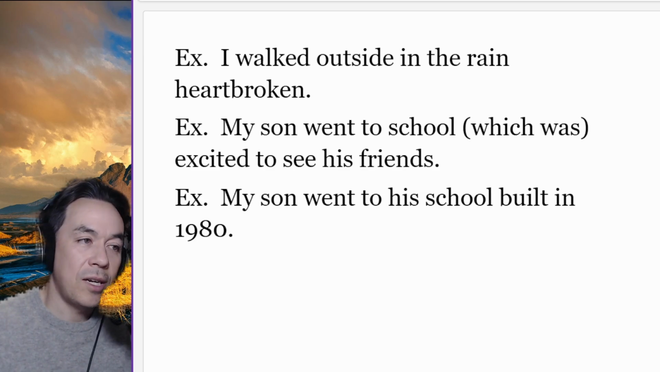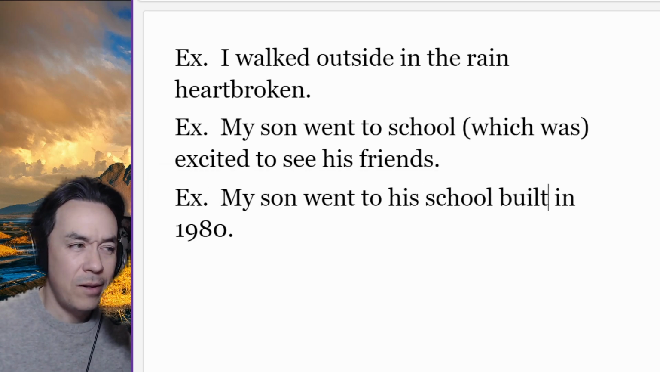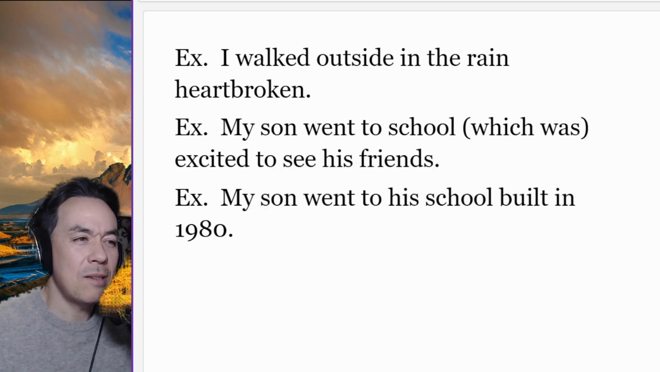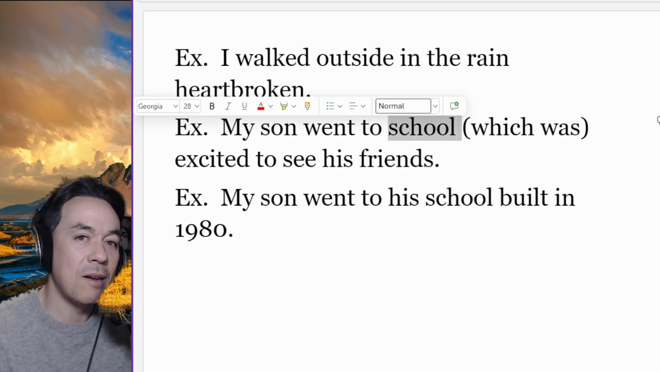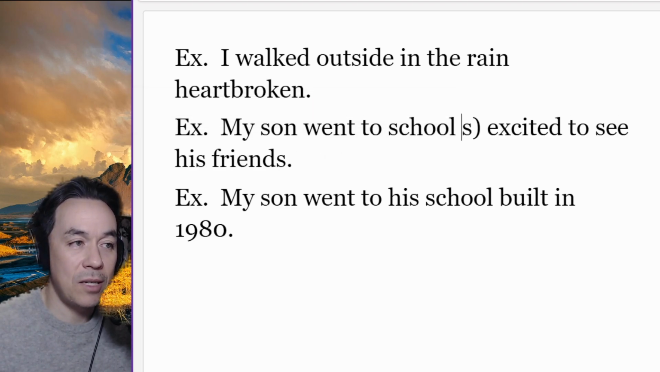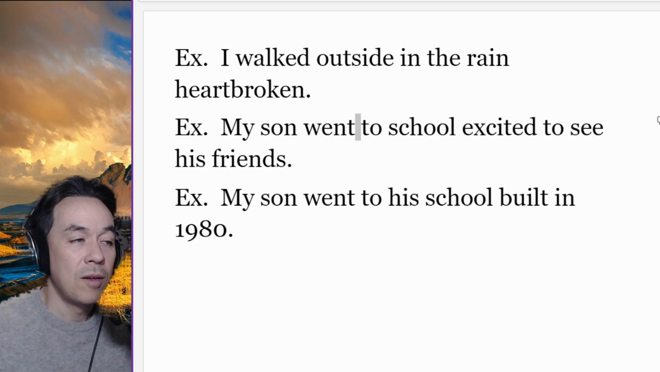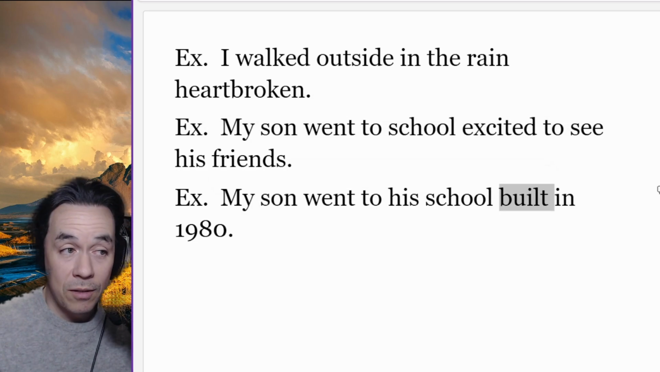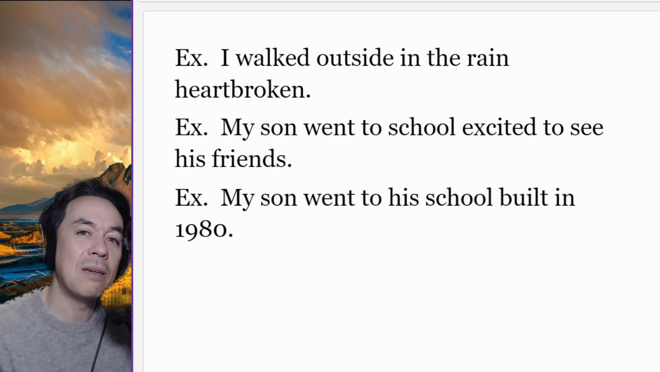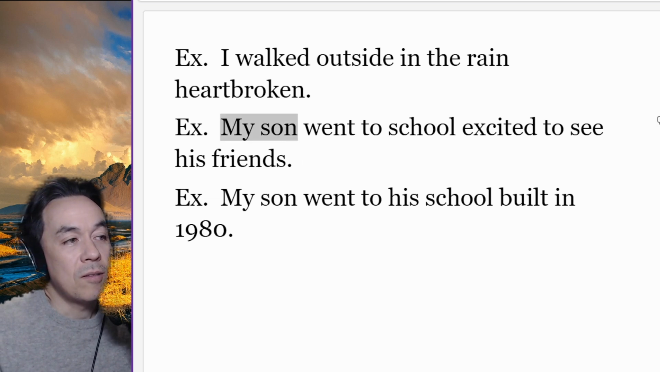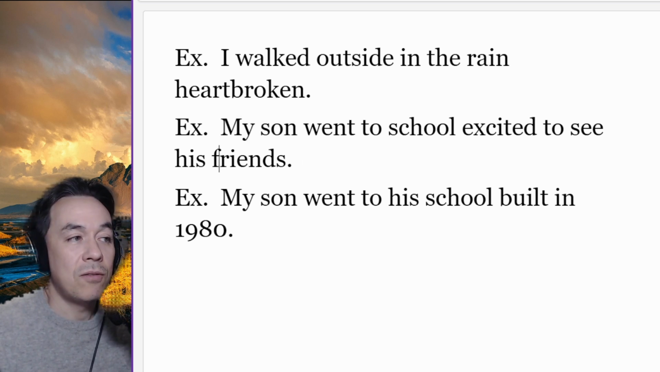Okay, yeah, we can understand the school was built, not the son. You don't say you build a son, right? And in this case, school excited? No, a building cannot be excited. So yeah, we can immediately understand that it's not my son excited, but my son went to a school which was built. So that's what I mean. It is really tricky. You really have to practice it. Honestly. But this is the highest level, fastest level.